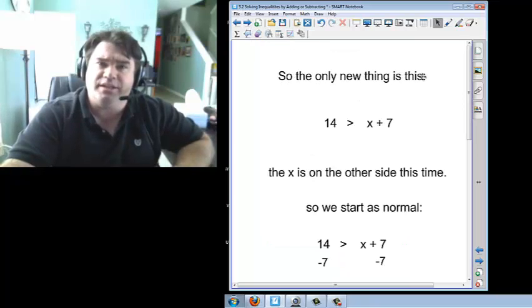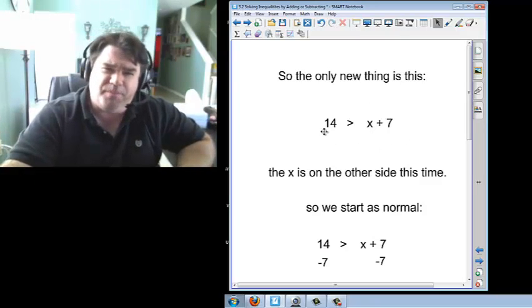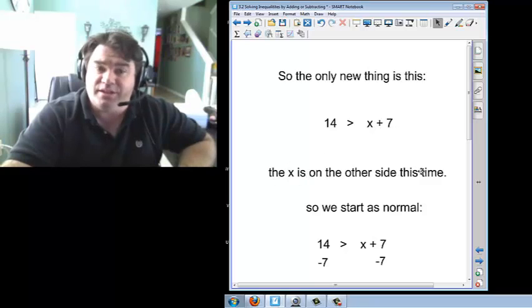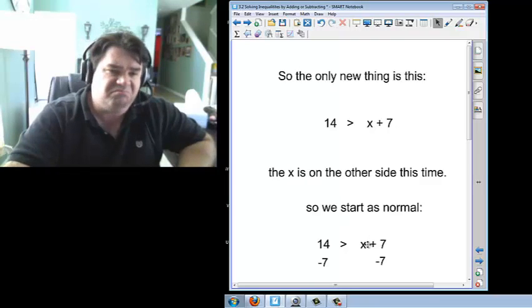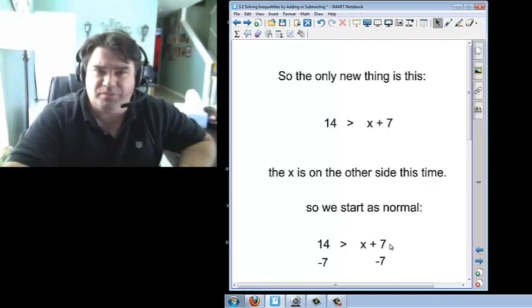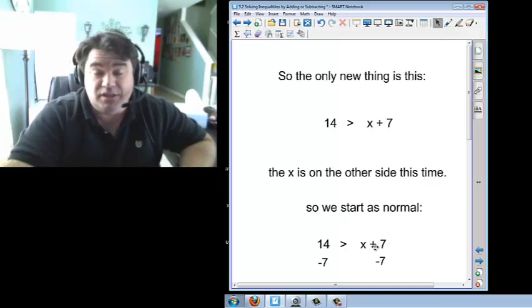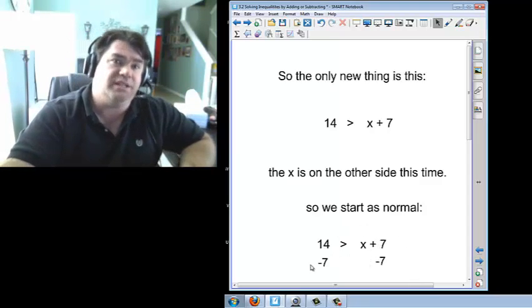Now take a look at this. The only new thing is this here: if you have x on this side. So we'll start out with a typical problem. 14 is greater than x plus 7. The x is on the other side this time. So we start as normal. The opposite of plus 7 is minus 7. Minus 7 on one side, minus 7 on the other.